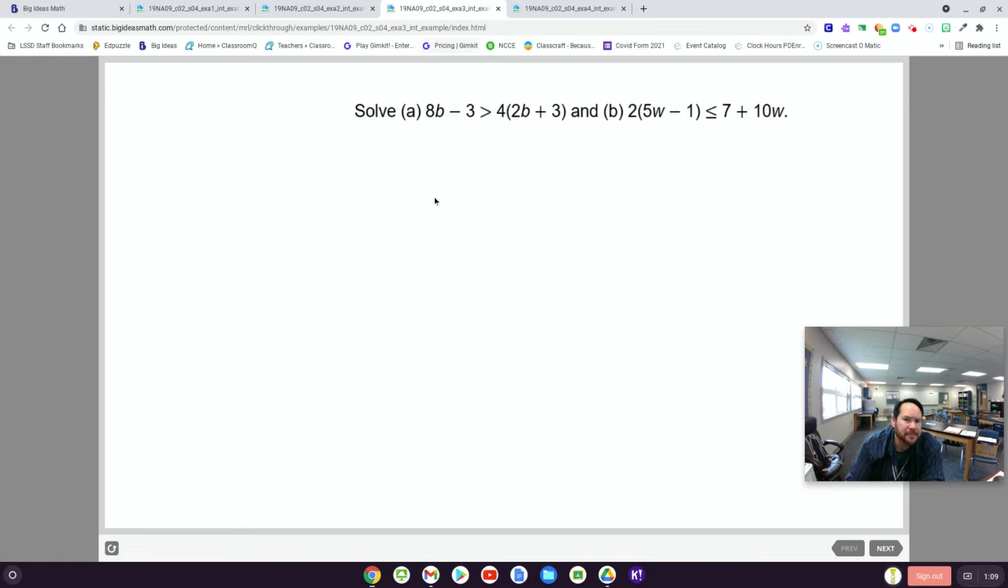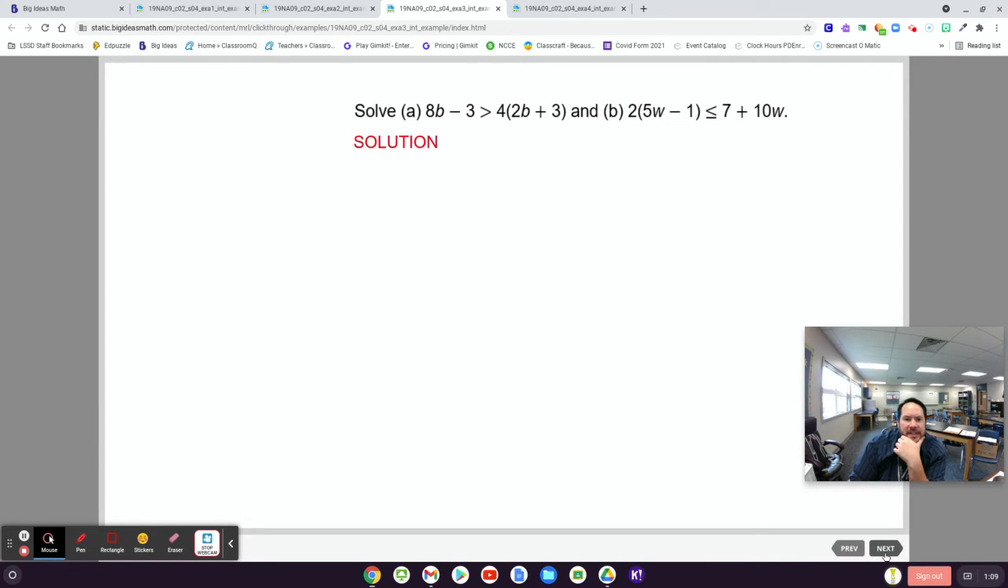All right, next one. Here it says to solve this and this. We're going to get to compound inequalities soon. Sometimes when you see "and," it's not two separate problems, it means that both have to be true. Right now, though, we're going to solve these as two different equations.